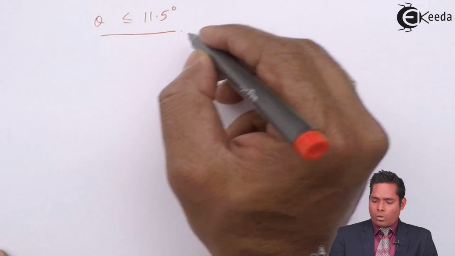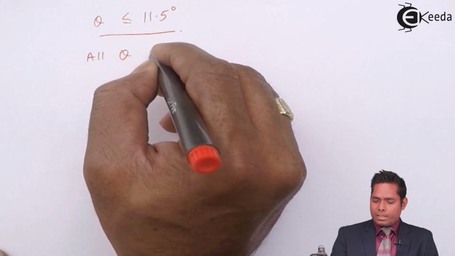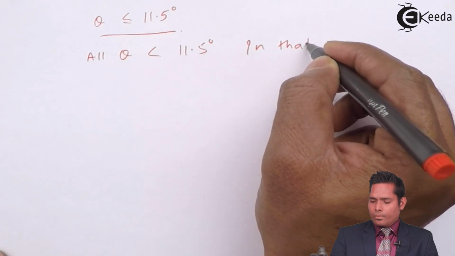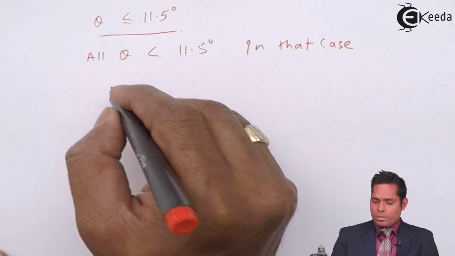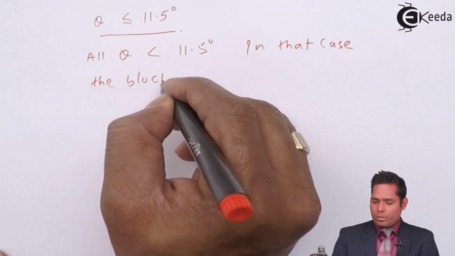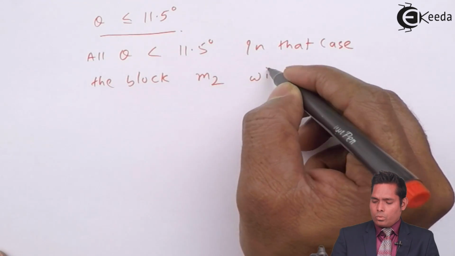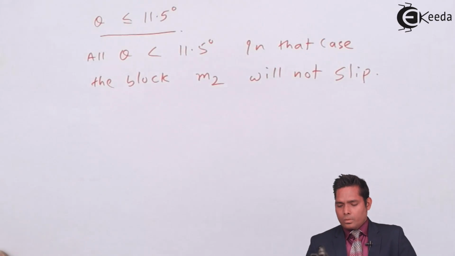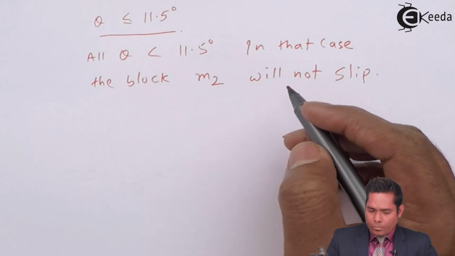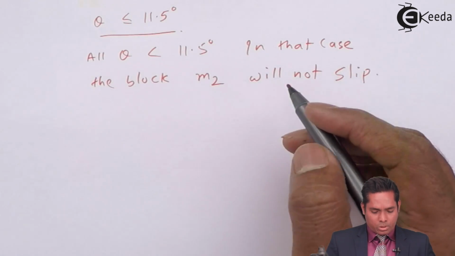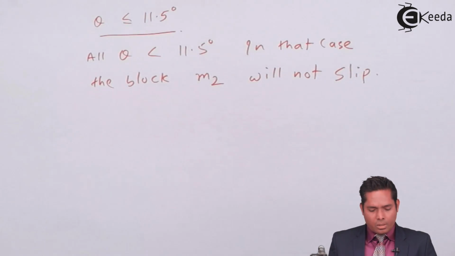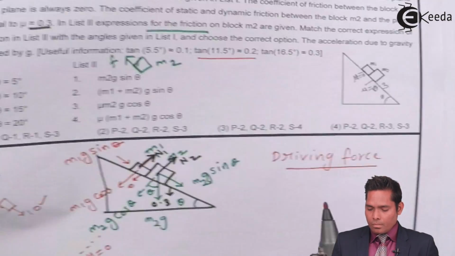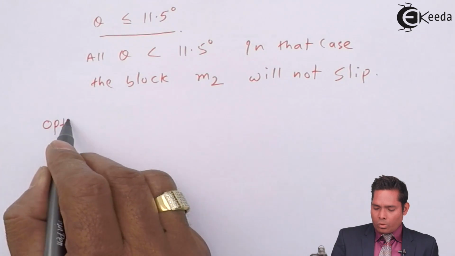For all theta less than, suppose, 11.5 degree, in that case the block M2 will not slip. This means what? Now we will see our options. What are the options given to us? We'll consider one by one all the options.